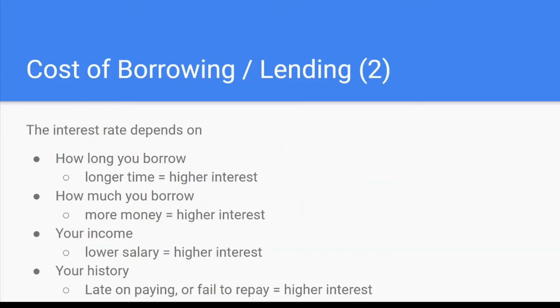Interest rate depends on how long you borrow. The longer time equals a higher interest rate. How much you borrow: more money equals a higher interest rate. Your income: a lower salary equals a higher interest rate. And your history: if you're late on paying or you failed to pay loans in the past, you'll get a higher interest rate.